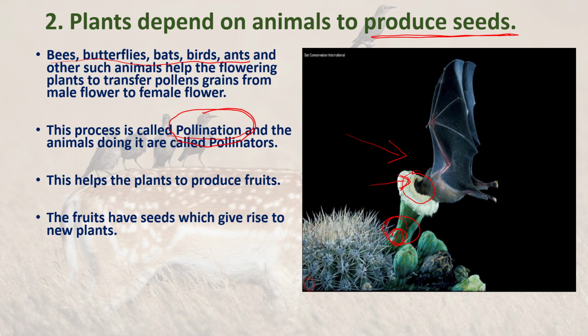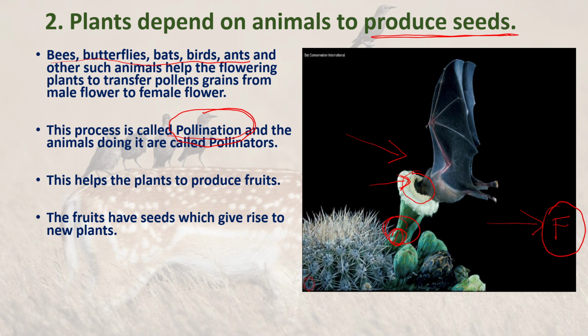So when the bat is trying to take its head out, the pollen grains get attached to the fur on the head of the bat. Now when the bat flies away and sits on another flower, which is a female flower, let us say, and tries to take the nectar from it, the pollen from the head of the bat falls on this flower, and that helps this flower to produce fruits and vegetables which have seeds in them, and then these seeds can make more plants.